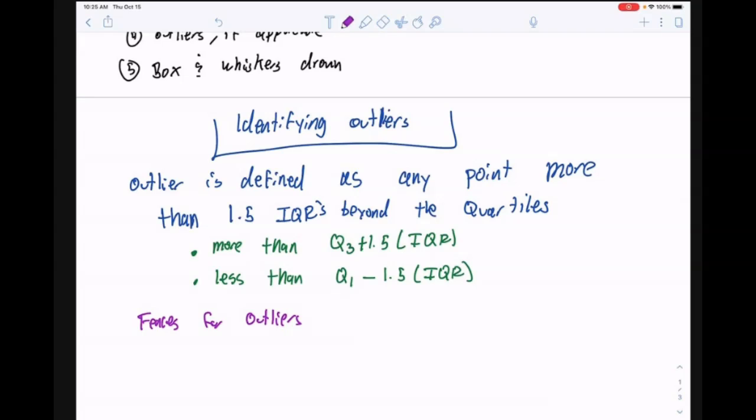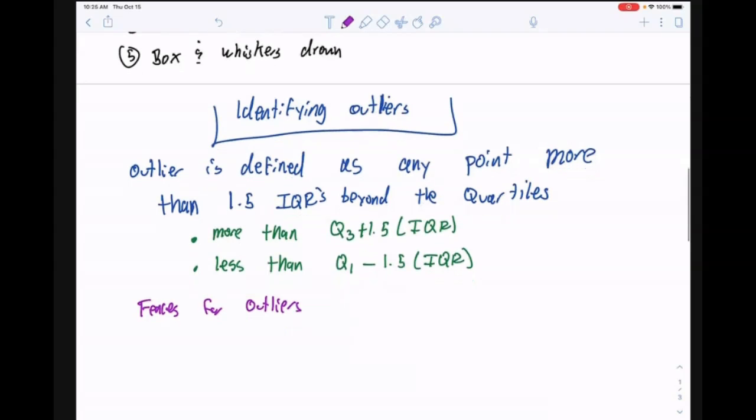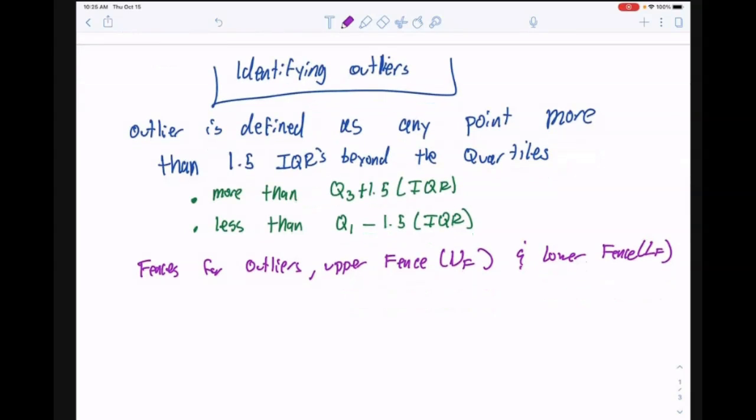And you can have multiple outliers. You can have more than one outlier. You can have multiple outliers above. You can have multiple outliers below. So the fences for the outliers, which we refer to as the upper fence and lower fence. If you are higher than the upper fence, you're an outlier. If you are lower, less than the lower fence, then you're an outlier.